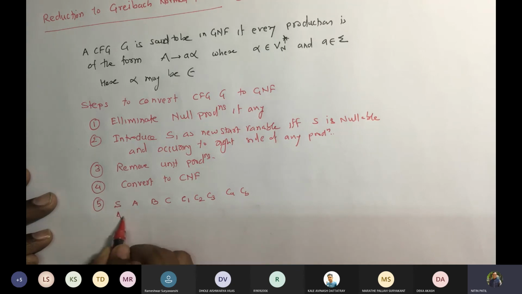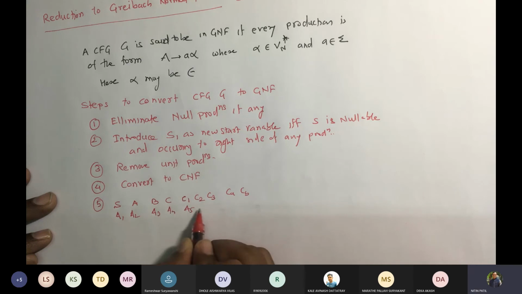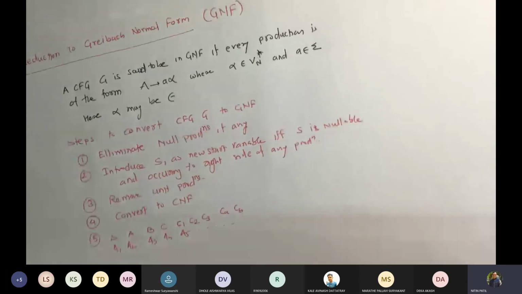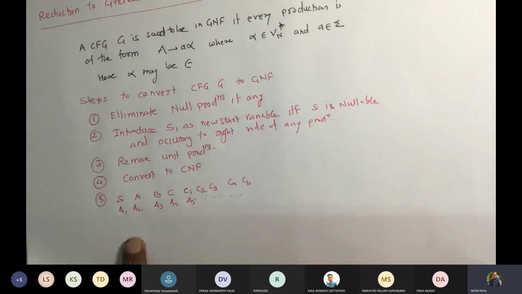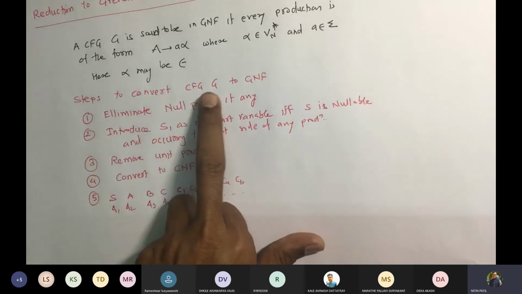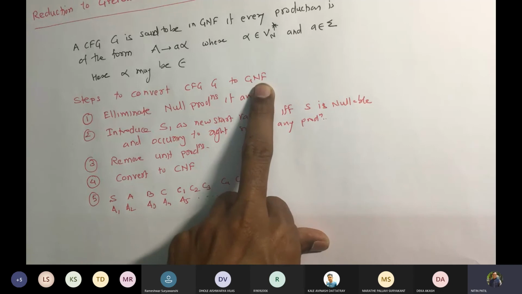Then you have to rename them like A1, A2, A3, A4, A5, and so on. And the productions that you got for each of these variables are to be rewritten using these newly given names. So you will have those productions. Let us work with an example, and then I will talk about the next step. Any problem up till this? What I said is: you are given a CFG, and you have to convert it to GNF.